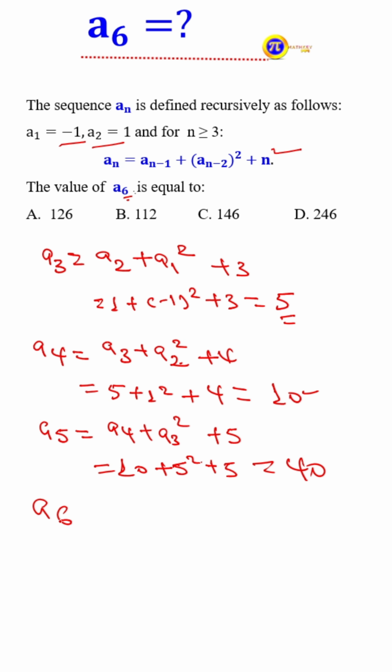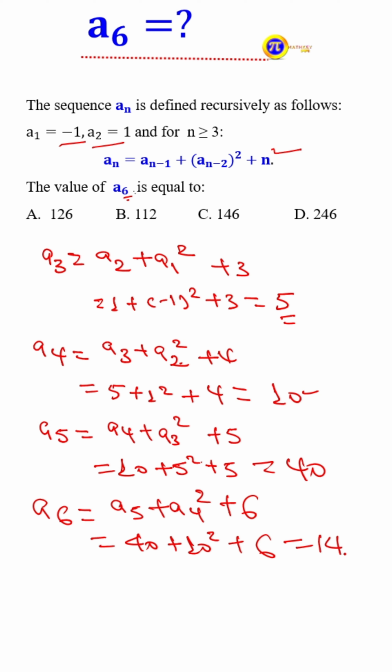What is the sixth term? A6 is equal to A5 plus A4 square plus that is 6, since our n is 6. We take this one. What is A5? A5 is 40, plus what is A4? A4 is 10 square, plus 6. In calculation, 40 plus 10 square is 100. 100 plus 6 is 146, which is equal to 146.